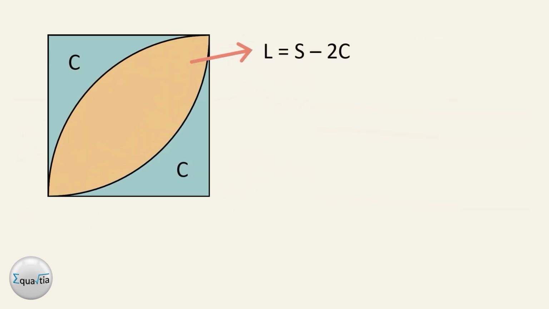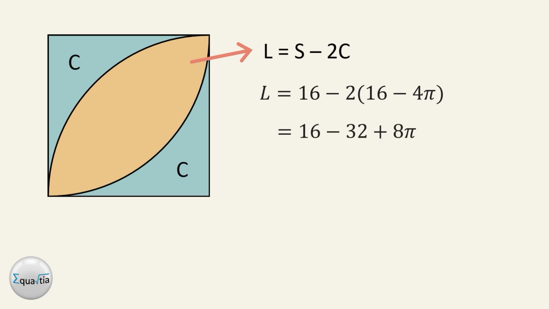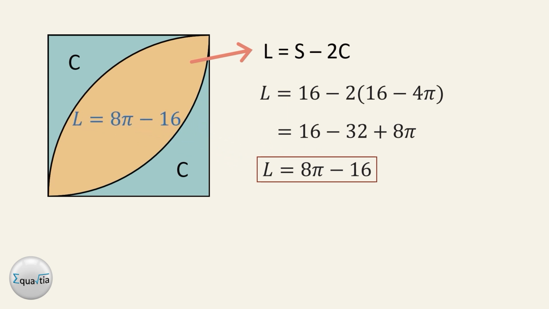Return to the shortcut. L equals S minus 2C. Substitute the values. L equals 16 minus 2 times the quantity, 16 minus 4 pi. That is 16 minus 32 plus 8 pi. Combine the terms. L equals 8 pi minus 16. So the exact area of the shaded lens is 8 pi minus 16. Numerically, that is about 9.13.